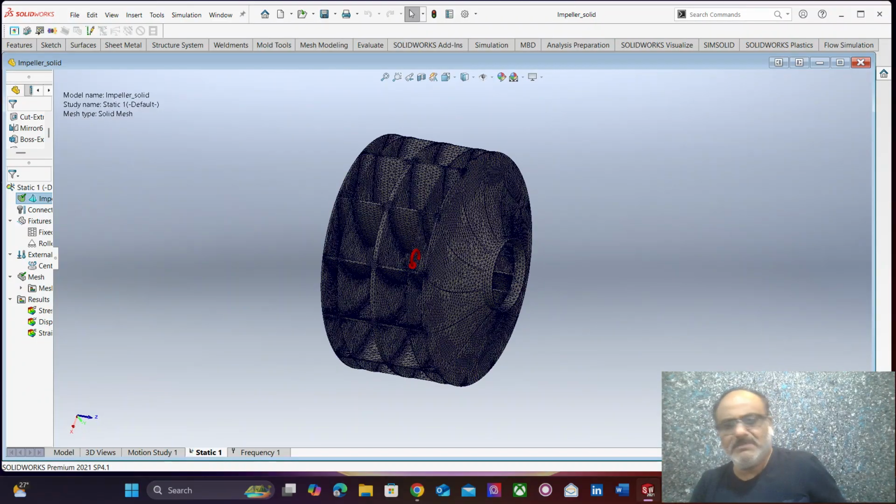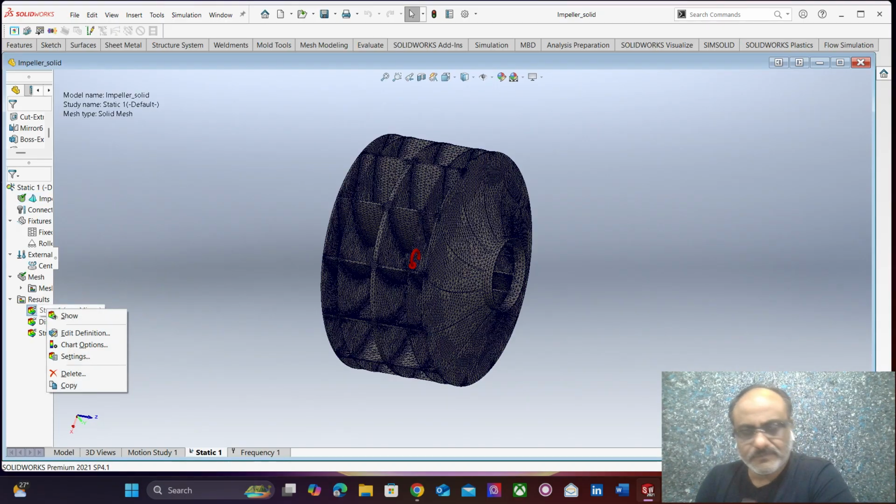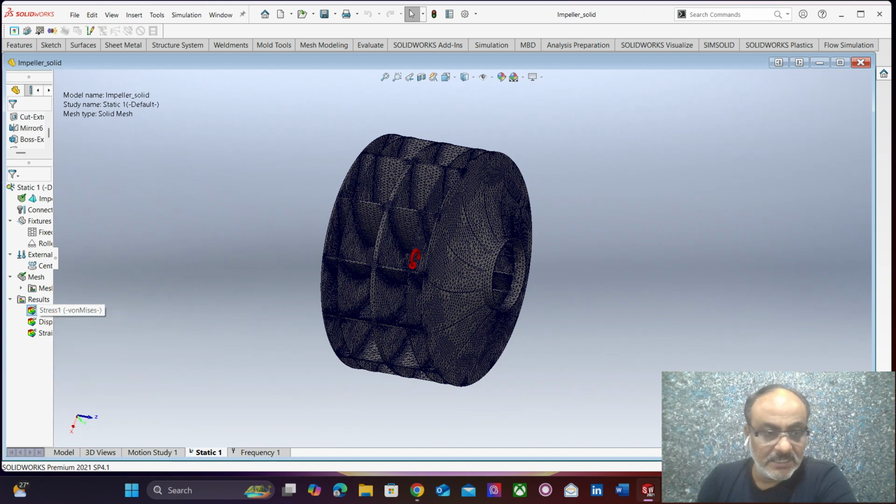So we are giving the parameters as rotational velocity of 800 rpm, and then the bolt holes are all constrained, and then we do the analysis. In this particular study, we are going to understand what the deflection is going to be and what the stress is going to be. So after the simulation, we have the stress results.